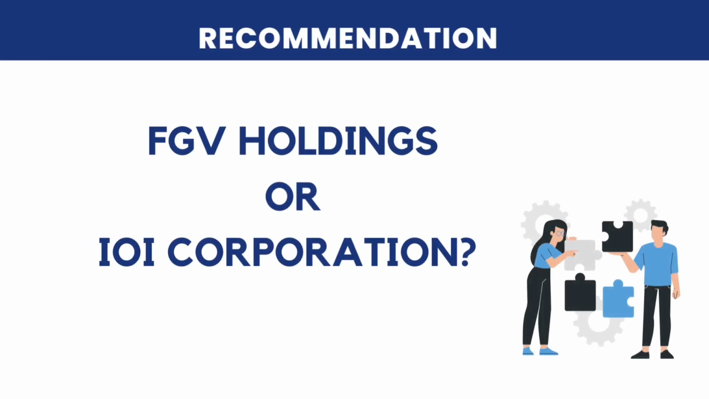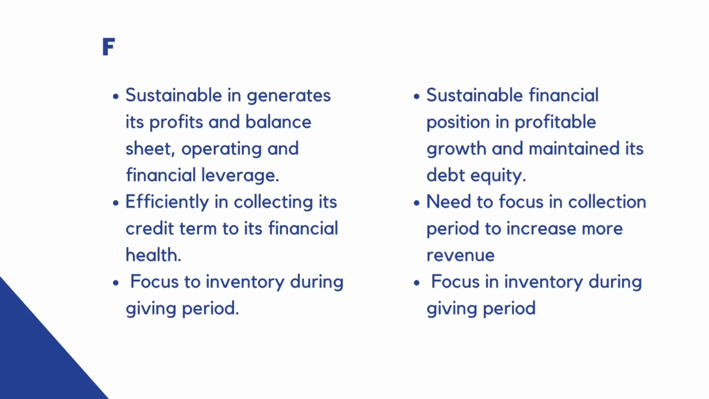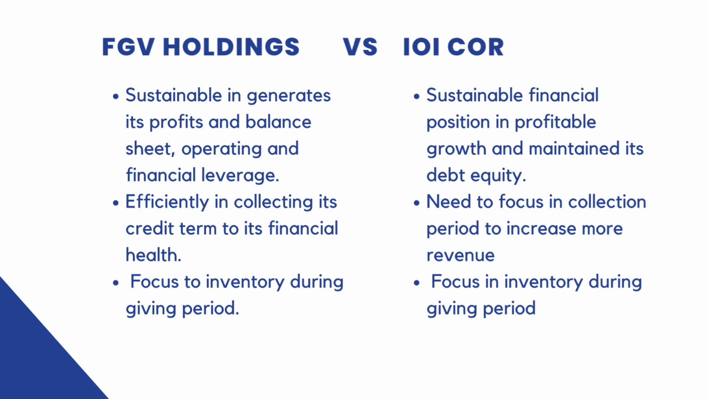So we have seen and heard the explanation about each of the ratios. To conclude the financial ratios of FGV Holding and IOI Corporation, we can see clearly both companies have more assets than liquidity. Therefore, both companies have efficiently managed operating and financial leverage, and the con for IOI is that it needs to focus on inventory and increase more revenue in the collecting period. That's all for the comparison of both companies' ratios. Thank you.